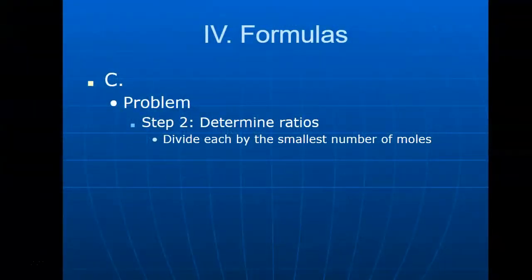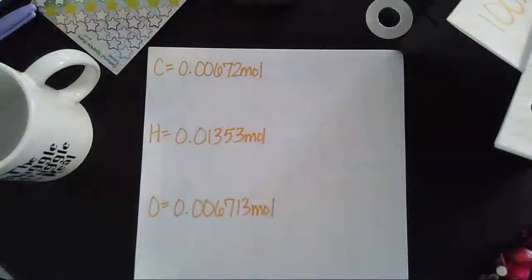Now that we have carbon, hydrogen, and oxygen in mole form, what we're going to do is look at the 3 answers and say, which one of these is the smallest? Once we figure out which one is the smallest, we're going to divide all of our answers by the smallest one. All right, so let's look at our numbers. We have to be really careful that we're really identifying the smallest one.